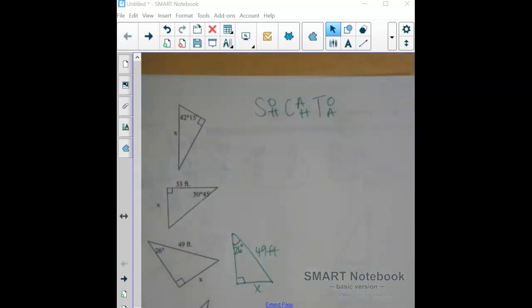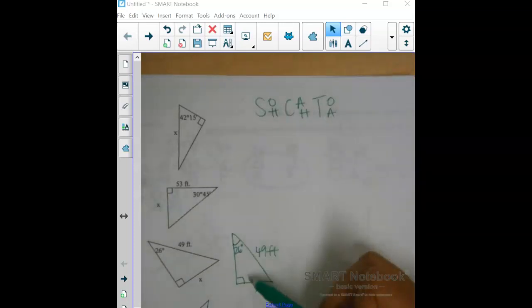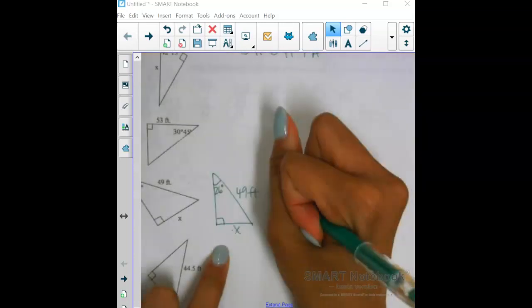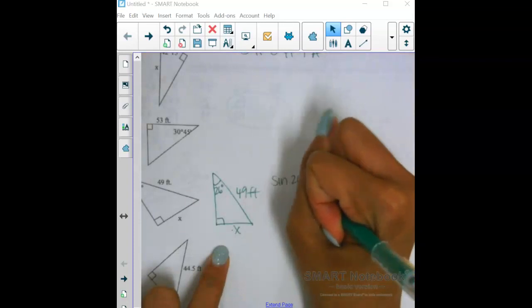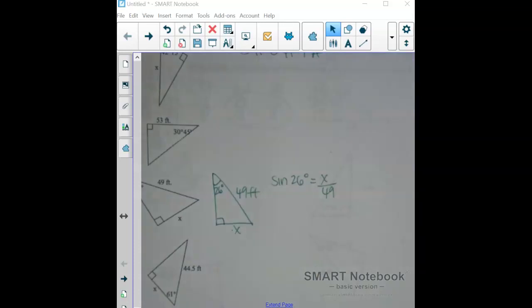Heidi, which trig function should I use to solve for x in this triangle? You have 26 degrees, so which trig function will be useful? We don't need to do inverses of sine. Let's just use the actual sine, because sine is opposite over hypotenuse, right? We have the opposite side from 26. We have the hypotenuse, so we don't need to use any inverses. We're just going to write this as sine of 26 degrees is going to equal x over 49. That's all. No need for inverses just yet.